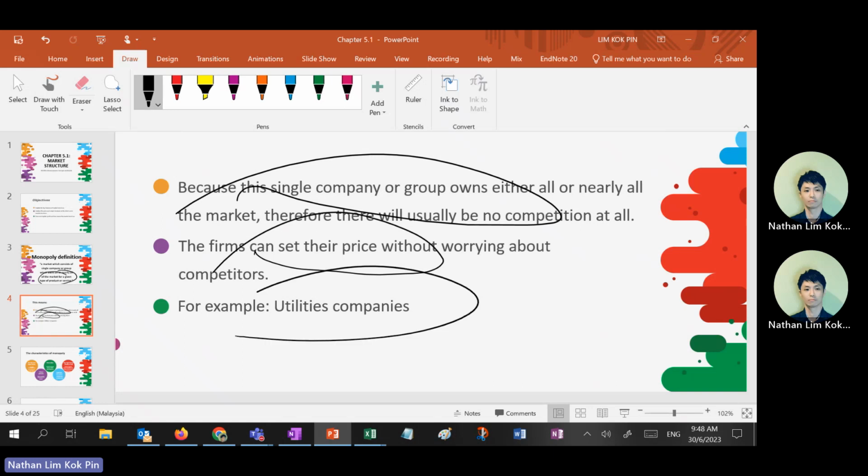The most traditional example of monopoly is utilities companies. What is utility? This utility is no longer the chapter 2 utility. It's not satisfaction. It is water and electricity. But for certain countries, they are not monopoly, like in New Zealand, where they have 4 companies selling electricity. They even have prepaid electricity.